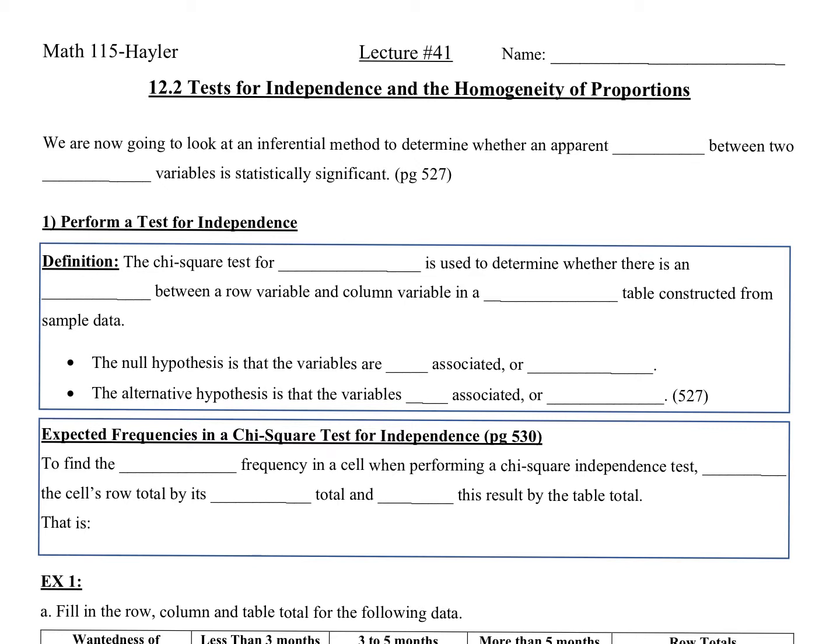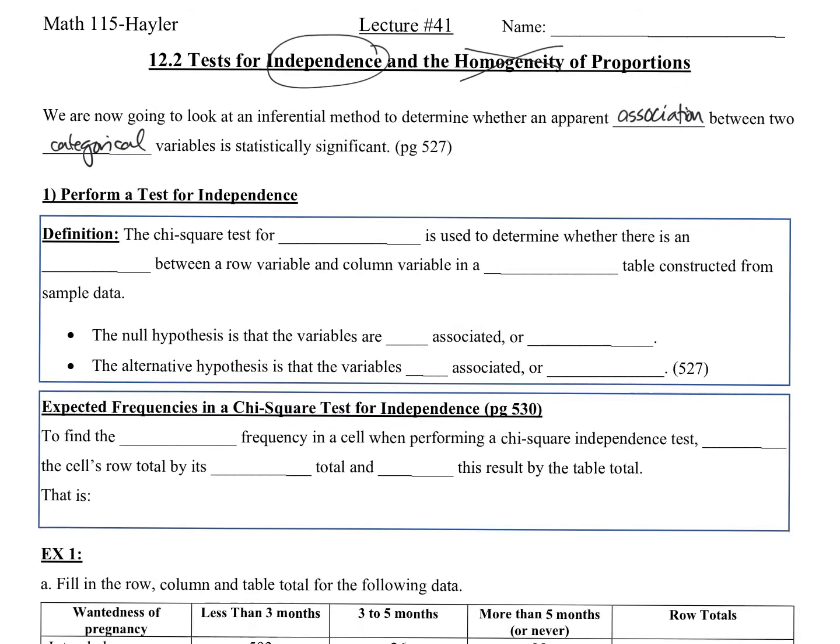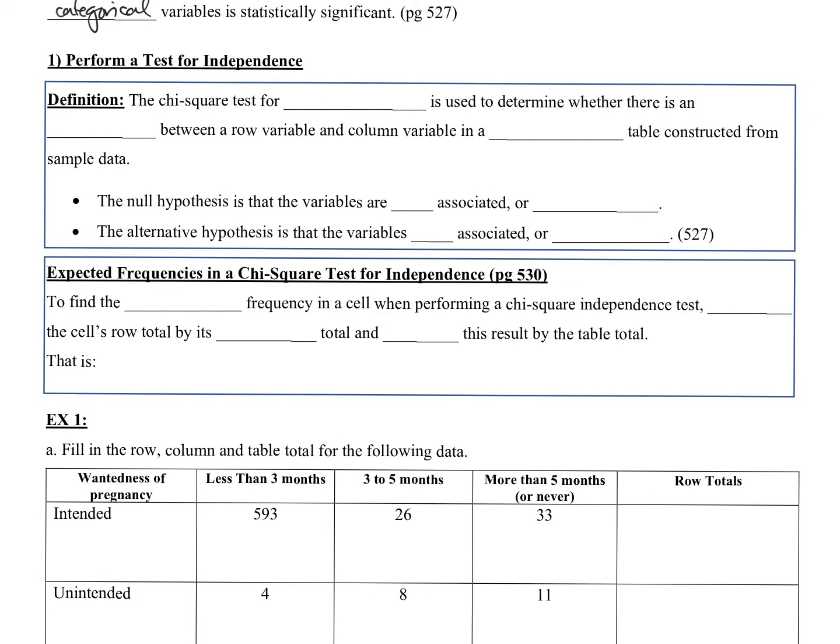Awesome, you've made it. All right, so we're in 12.2, test for independence and the homogeneity of proportions. Notice we are just going to be looking at independence. We will not be looking at homogeneity for this section. Now, we're going to look at an inferential method to determine whether an apparent association between two categorical variables is statistically significant. So for the first objective, we're going to perform a test for independence.